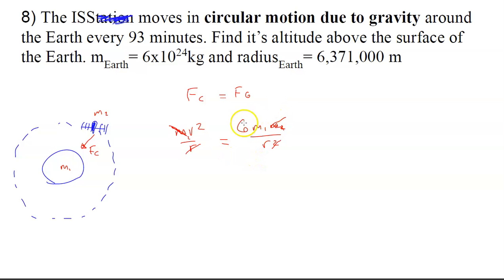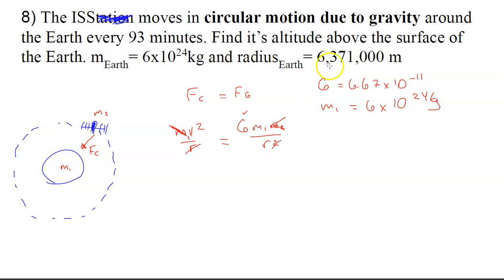So let's look and see what we know. G, that's a constant: 6.67 times 10 to the negative 11. I got that. Mass 1, what's left? Oh, the Earth. And they gave me that mass right there. So I got that: 6 times 10 to the 24 kilograms.